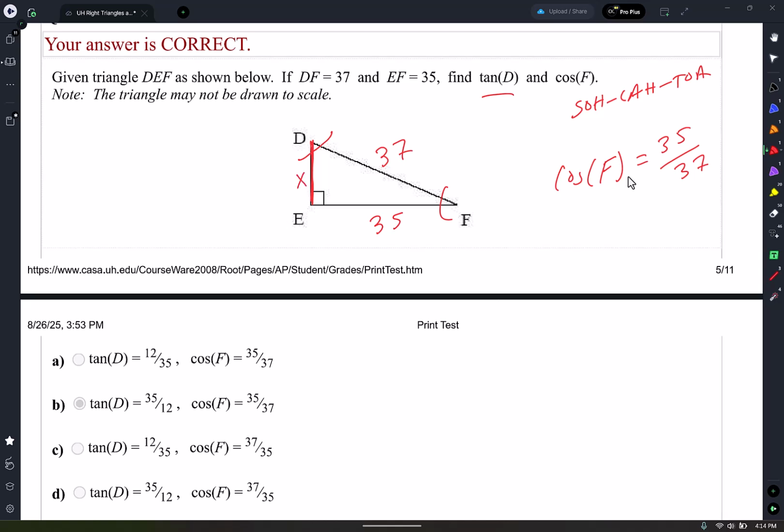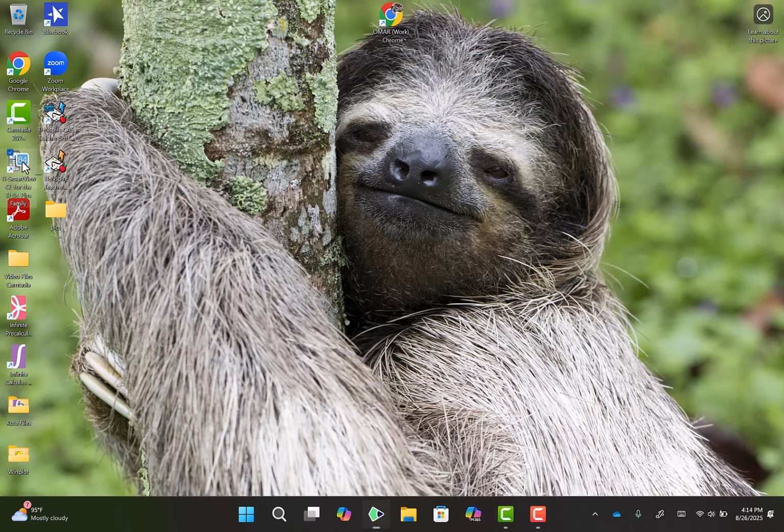I'm going to call that x. And I'm going to go x squared plus 35 squared equals 37 squared. So it looks like I'm going to need my calculator here. It might be a special right triangle, but I'm just going to take my calculator.